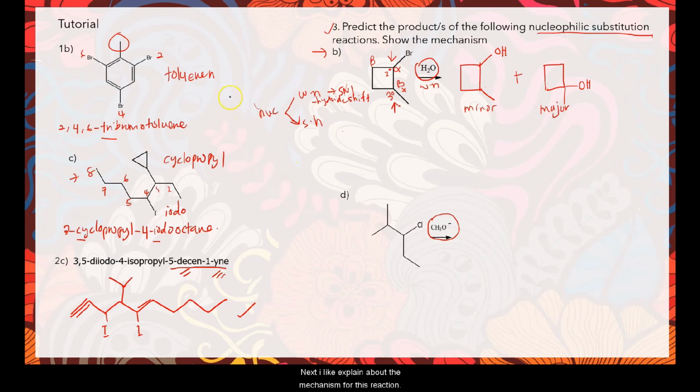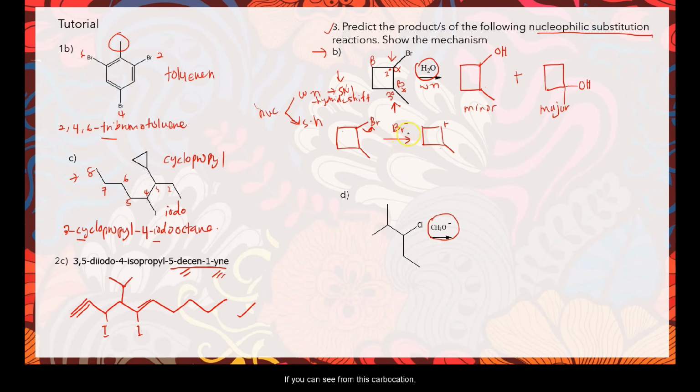Next, I will explain the mechanism for this reaction. As I said before, this reaction goes through the SN1 reaction. It means it involves more than one step. In other words, it involves the formation of a carbocation as an intermediate product. First step, the bromine will leave the compound as a leaving group. The bond between carbon and bromine will be given to bromine. It will produce a bromide ion and a carbocation as an intermediate product.